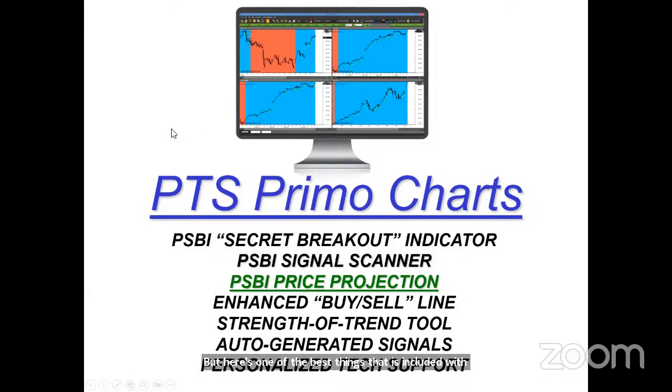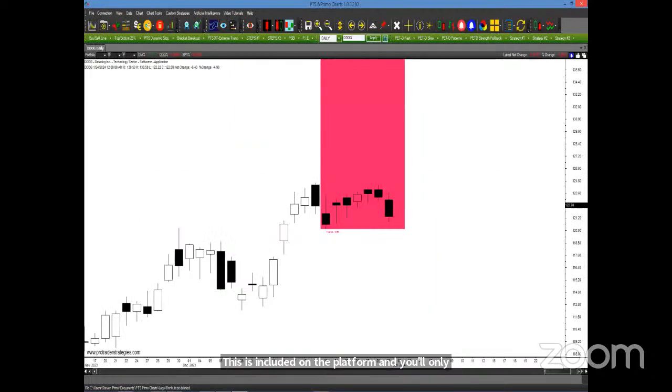This is the PSBI price projection. It is included on the platform, and you'll only find it on the platform. For instance, here was an example of a sell signal in January, once again, of DDOG. Now, the setup hadn't occurred yet. Let's say you're thinking about maybe buying some puts or going short, or maybe you're long the stock, and how low should this really go?